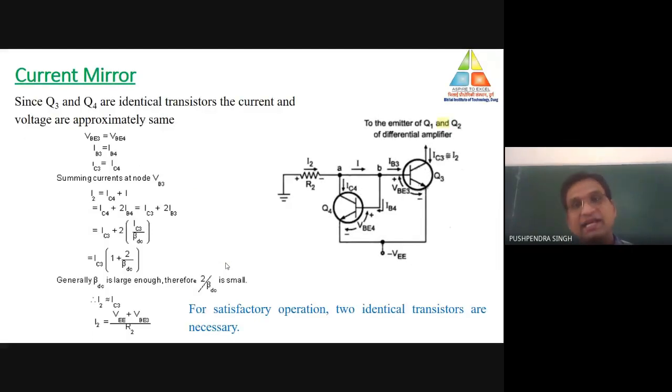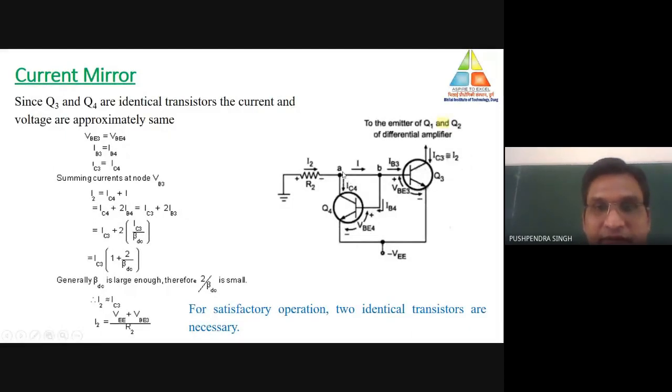Therefore, for circuit analysis, we use the same fundamental deduction for generating the final expression of the current mirror circuit. So this is the analysis part of the current mirror. Here, as I told you, both the transistors are identical to each other, and due to that, VBE3 is equal to VBE4, IC3 is equal to IC4, and IB3 is equal to IB4. Then again start with the output terminal.